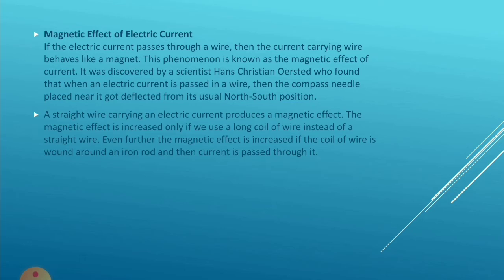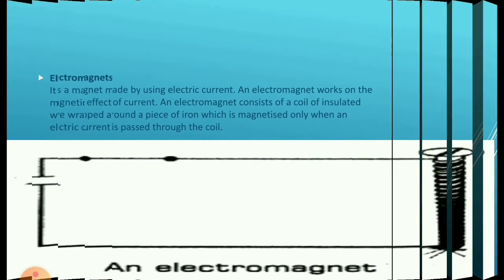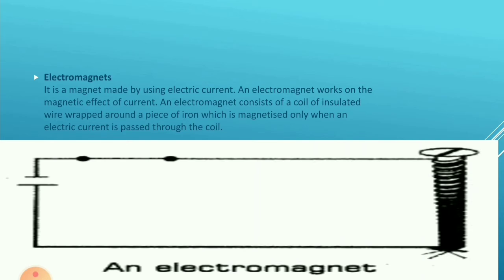A straight wire carrying an electric current produces a magnetic effect. The magnetic effect is increased if we use a long coil of wire instead of a straight wire. Even further, the magnetic effect is increased if the coil of wire is wound around an iron rod and then current is passed. Next, let's see about electromagnets.